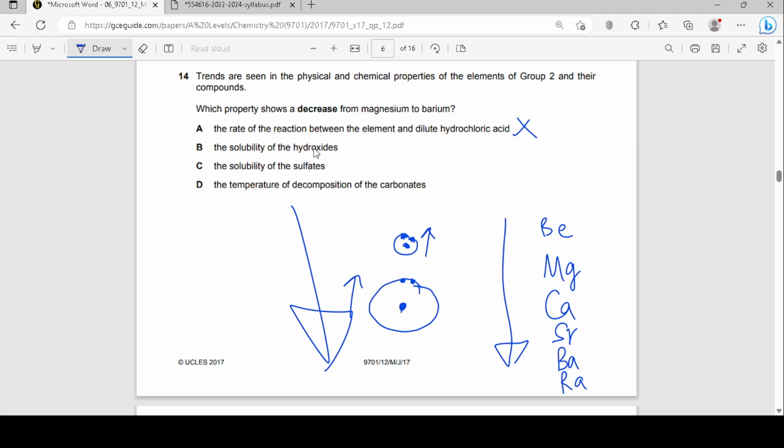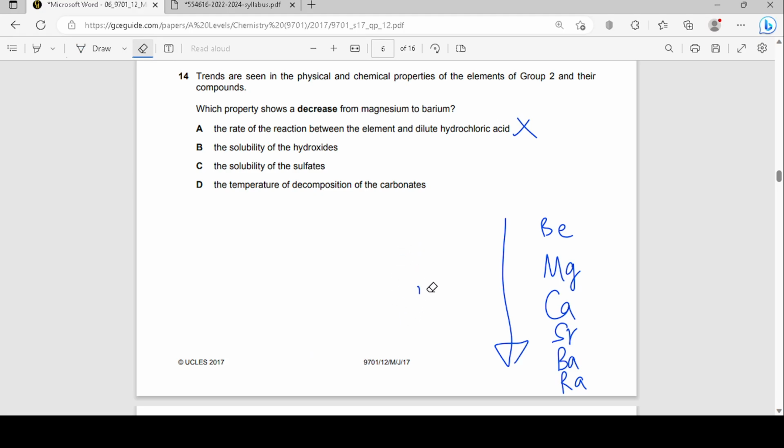And then as for the solubility of the hydroxides, it increases down group 2. The logic behind that is more of an A2 thing. But yeah, the solubility of the hydroxides increases down group 2. So again, we need to show a decrease in trend, which is not the case in A or B. So A or B are out.